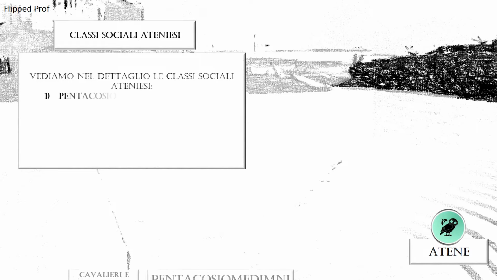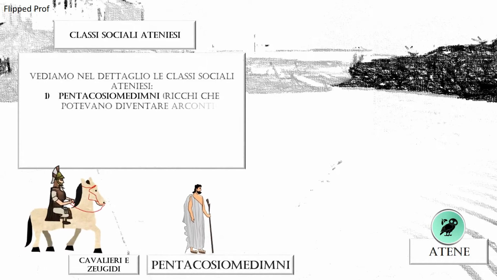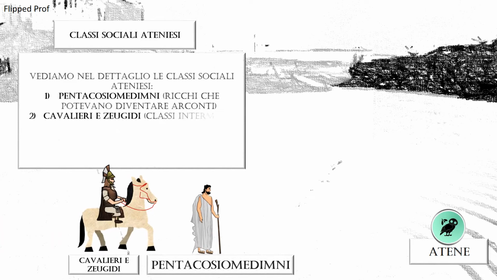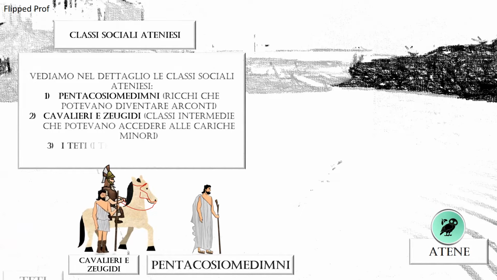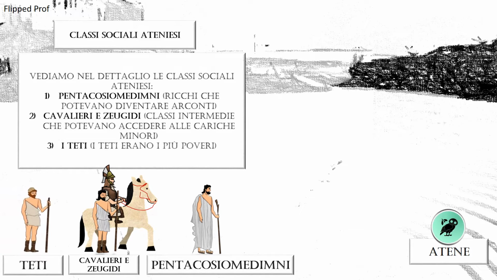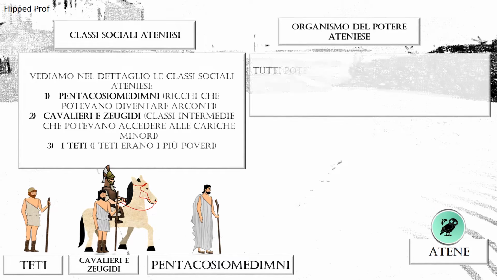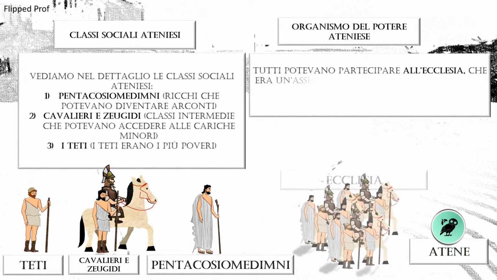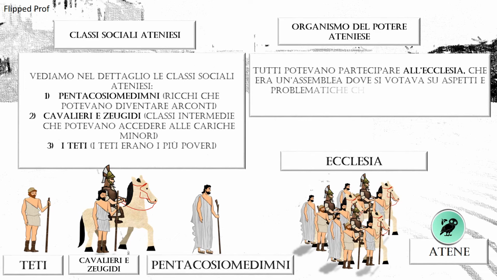1. The wealthy Pentacosiomedimnoi, who could become archons. 2. The knights and the zeugitai, intermediate classes who could gain access to lesser offices. 3. The Thetes. The Thetes were the poorest. Everyone could participate in the ecclesia, which was an assembly where people voted on issues and problems that affected the interests of the entire population.